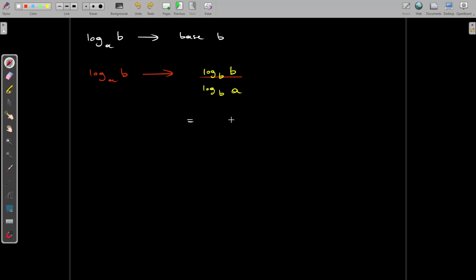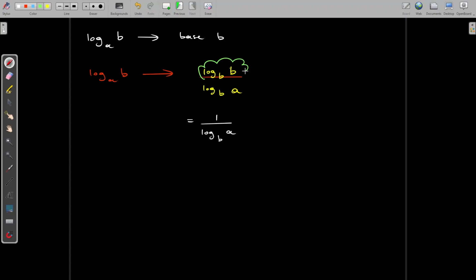So this is just 1 over log base B of A. So we need to be able to recognize these laws wherever they appear. Could you repeat that, sir? I'm saying we need to be able to recognize the laws anywhere.